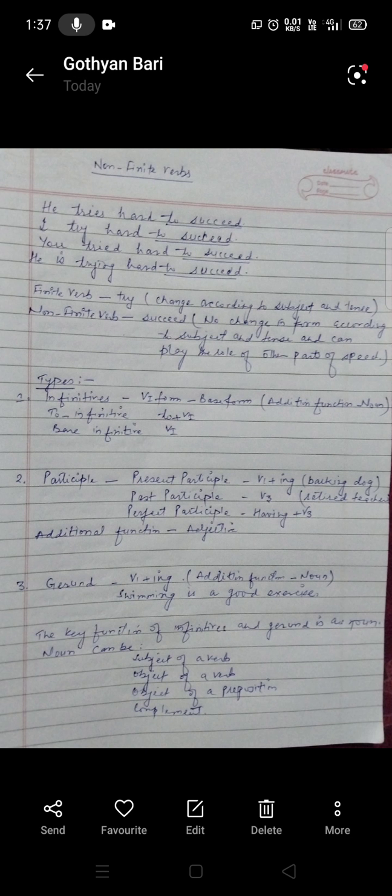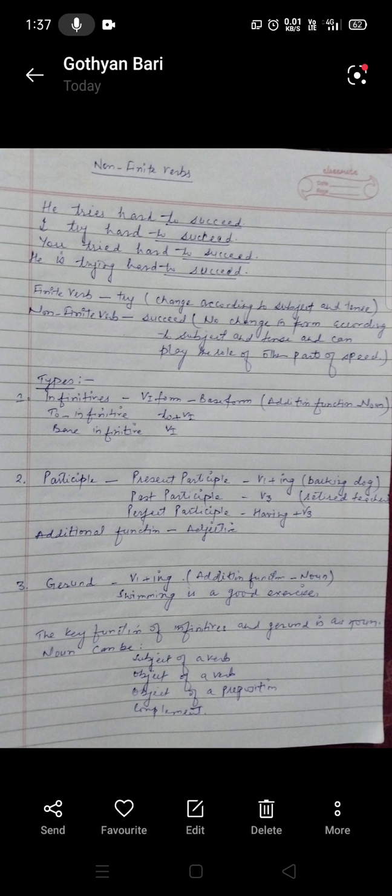Next, the second is past participle. Past participle is the ed form or the third form. It gives the sense of completion. For example, we have a retired teacher, a teacher who has been retired. The third form, retired, is functioning as an adjective. Teacher is a noun, and the word retired is qualifying the noun teacher. And the third is perfect participle.